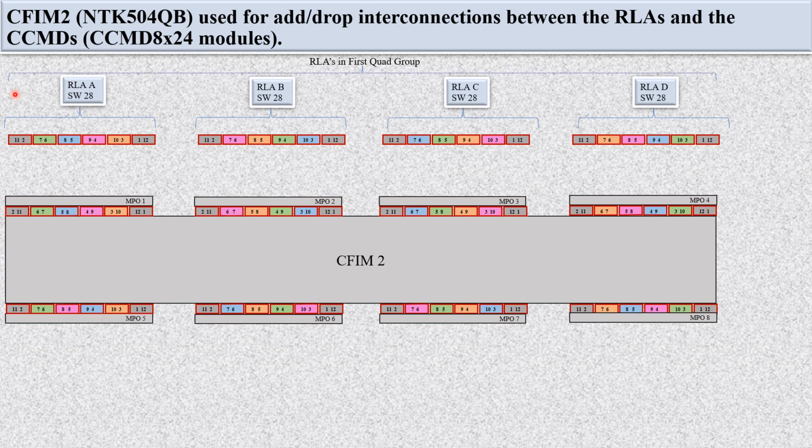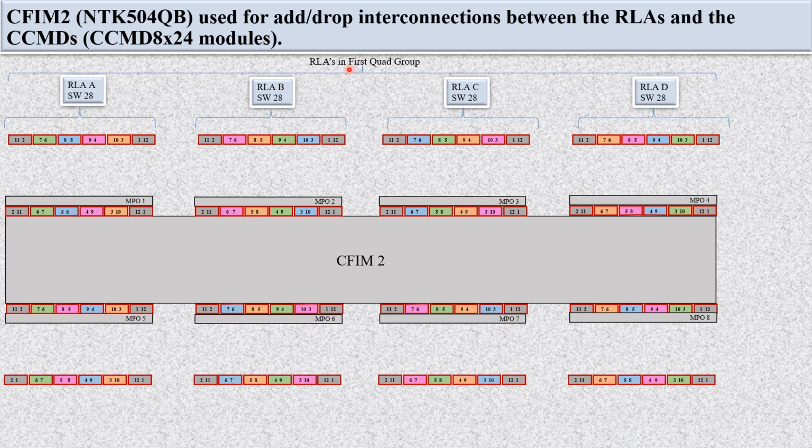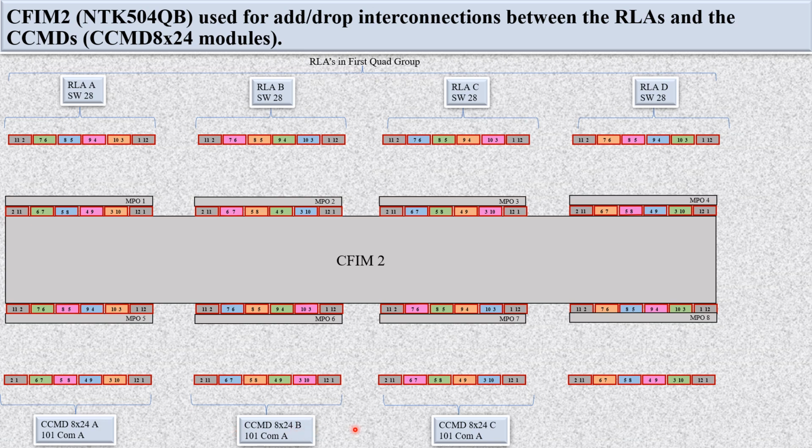So these are the 4 RLAs in the first quad degree, and you can see this is the MPO port, a common port of the MPO port. You can see 101 COM A is the port of CCMD 8 cross 24. You can see here, this is the second CCMD. This is the third CCMD 8 cross 24. You can see this is CCMD 8 cross 24A. This is CCMD 8 cross 24B. This is CCMD 8 cross 24C.